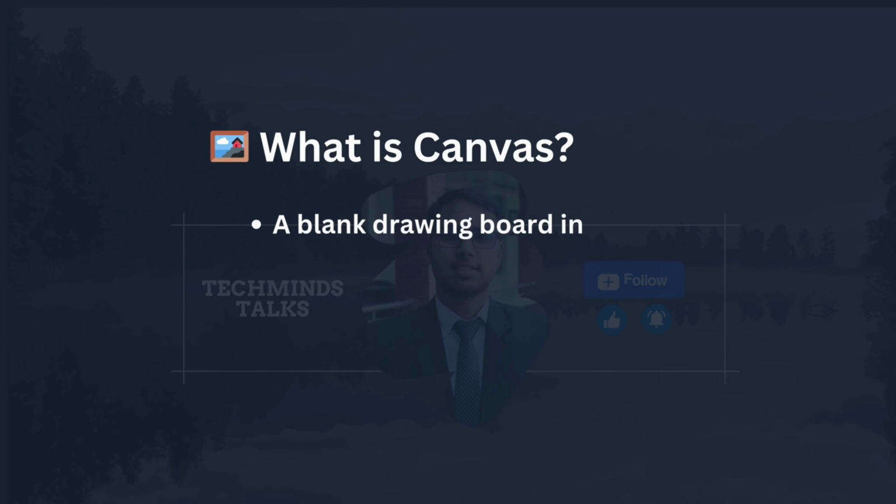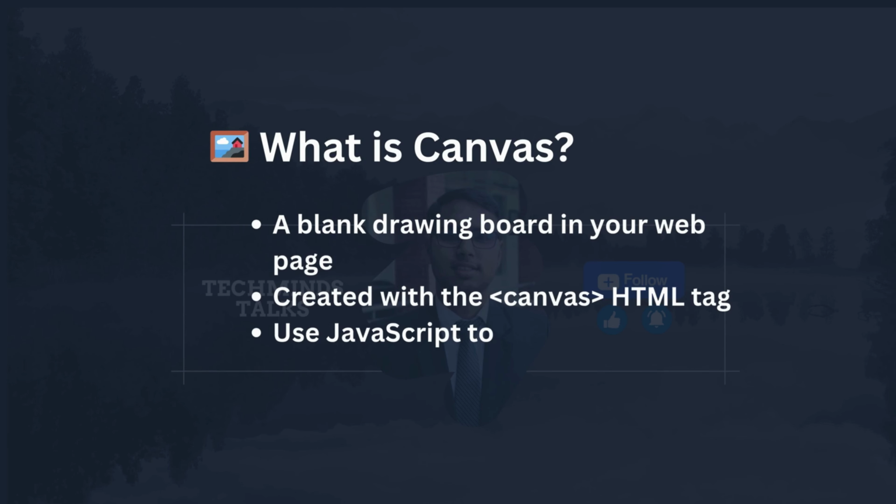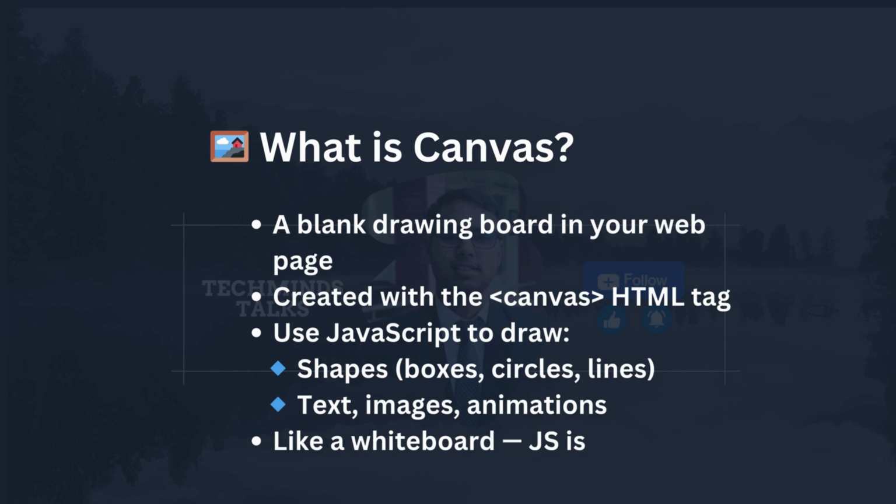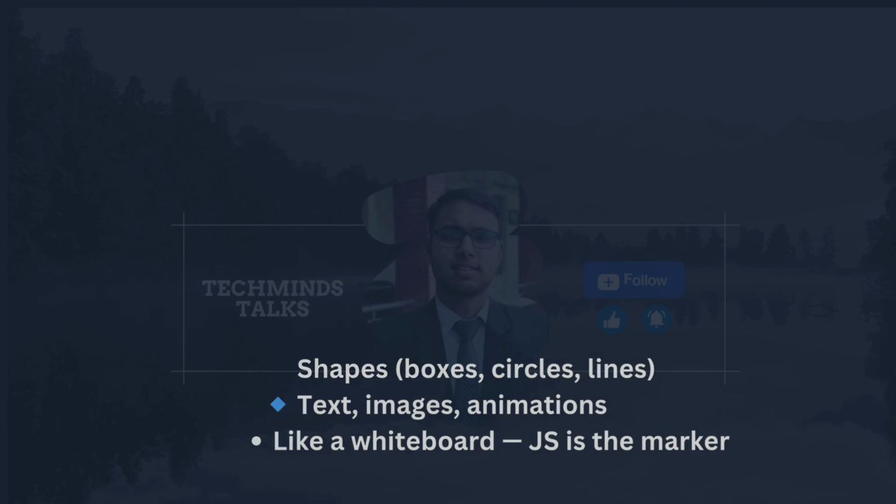What is Canvas? Canvas is an HTML element that works like a blank drawing board inside your web page. Using JavaScript, you can draw shapes like boxes, circles, lines, text, images, and even create animations. But the canvas is just like a blank board. We must use JavaScript to draw on it, like using a marker.